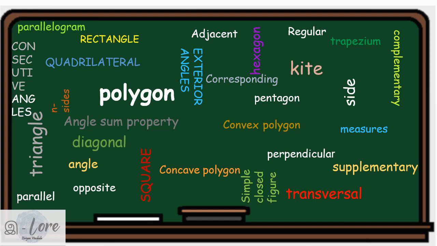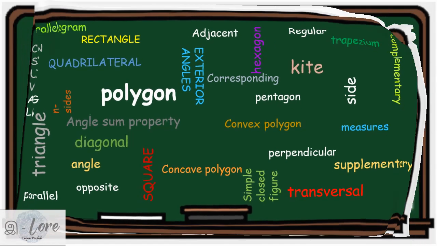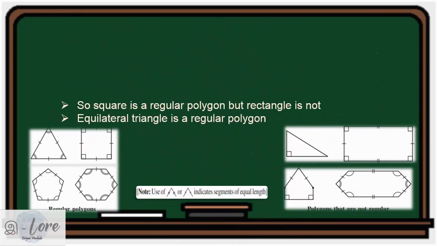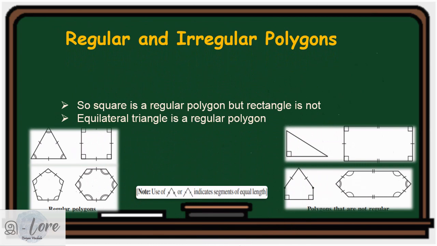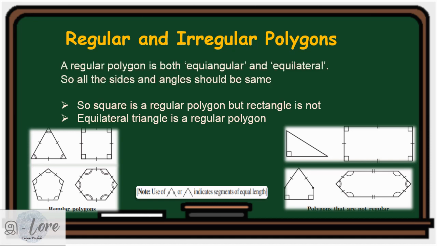Okay, do you guess any idea about the next one? Yes, some will be regular, some will be irregular. So regular and irregular polygons are what we are going to discuss. Look at the two examples. The first example, regular polygons. So it's a triangle. A regular polygon is both equiangular and equilateral. So all the sides and angles should be the same. If you check the first figure, all the sides and angles are the same, which represents a regular polygon.